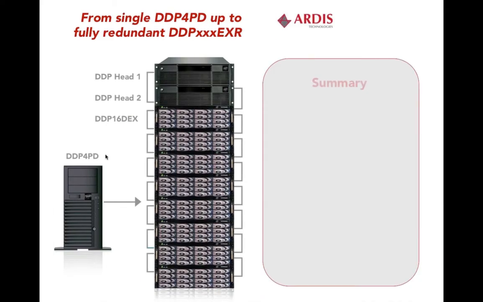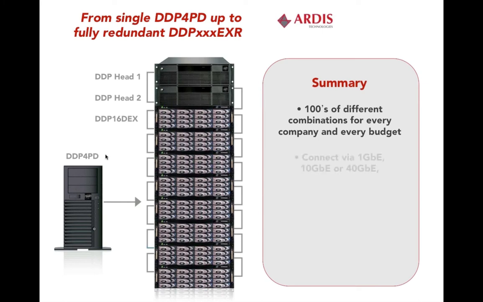So, just a little bit of a summary on this one. We have units from, let's say, 4 drives up to huge systems. It's hundreds of different combinations for every company and every budget. If your company has 4 or 5 clients, we have a unit for you. If a company has hundreds, we have a box for you as well. You can connect via 1 gigabit, 10 gigabit, and 40 gigabit.